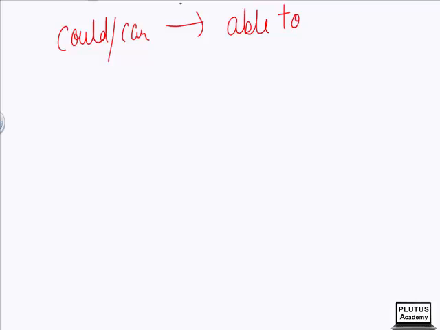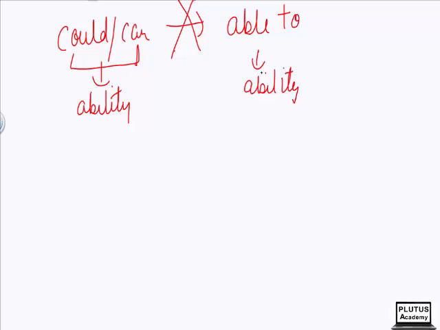Okay. Another thing which we have to learn about could or can is that we can't use these words with able to. What do could and can denote? They denote ability. And what does able to denote? It also denotes ability. So if we use these words together, then the sentence will become superfluous. So we can't use could or can with able to.